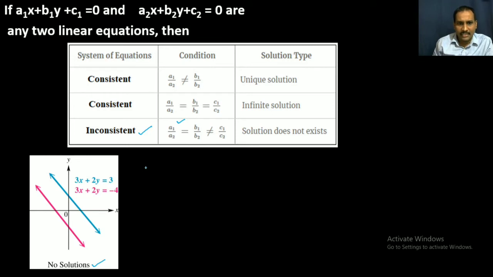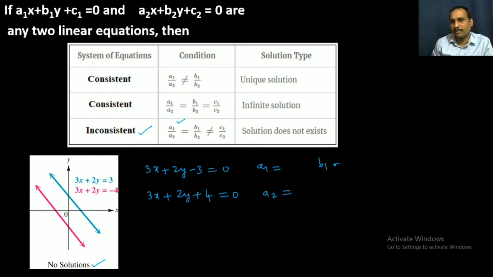Let us take the equations in the standard form. 3x plus 2y minus 3 equal to 0. Next, the second equation is 3x plus 2y plus 4 equal to 0. When you compare it with a1x plus b1y plus c1 equal to 0 and a2x plus b2y plus c2 equal to 0, then a1 is equal to 3, b1 is equal to 2, and c1 is equal to minus 3. Then a2 is equal to 3, b2 is equal to 2, and c2 is 4.